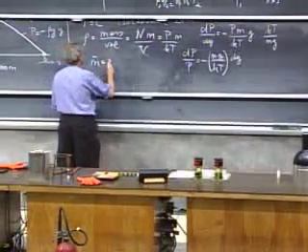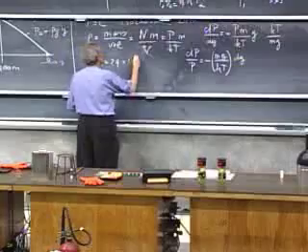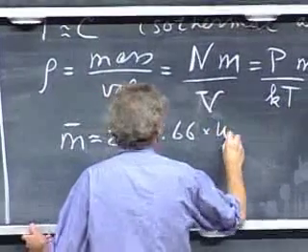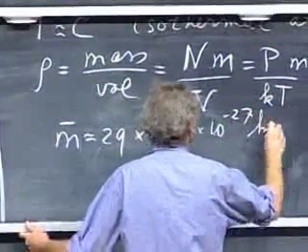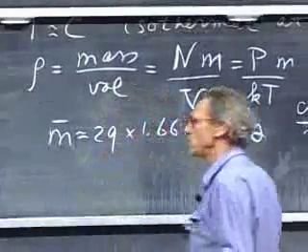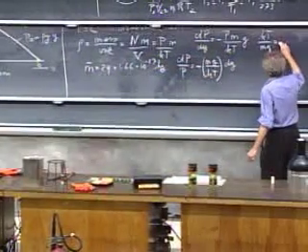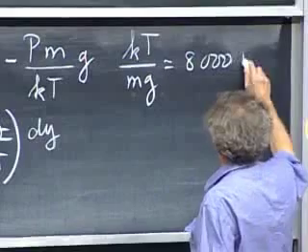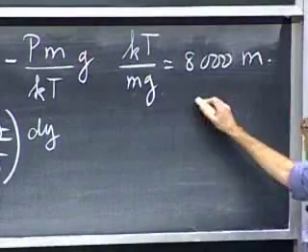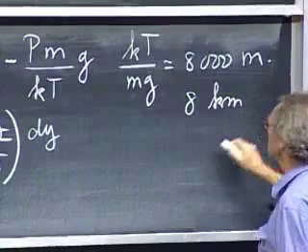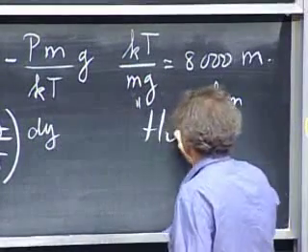And so you'll get then that it is roughly 29 times the 1.66 times 10 to the minus 27 kilograms. And you stick that in that equation. You can't be too far off. And what you find is that this is 8,000 meters. It has the unit length. Or it is 8 kilometers. And we call this H0.